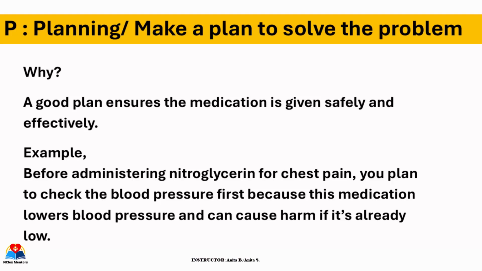For example, before administering nitroglycerin for chest pain, you plan to check the blood pressure first because this medication lowers blood pressure and can cause harm if it's already low.